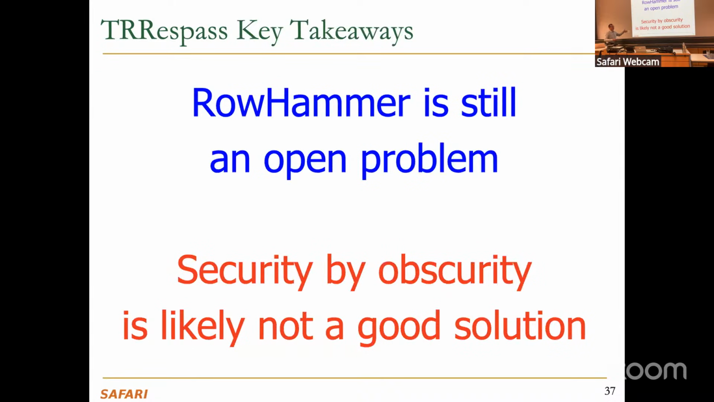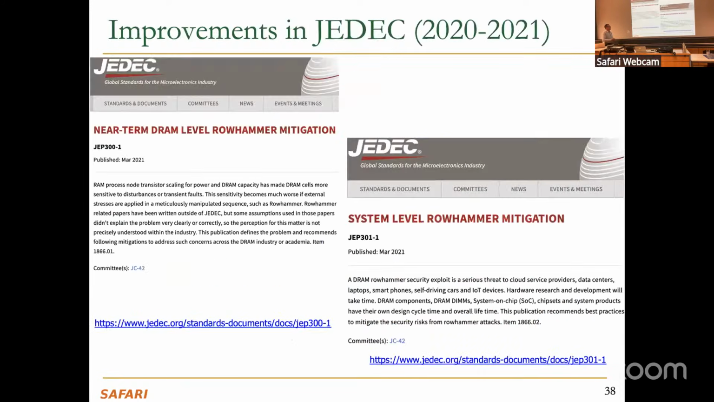And we basically showed that this is still an open problem, and security by obscurity is likely not a good solution. So I still think security by obscurity is not fundamentally a good solution if people can figure out what's going on. And we're going to talk about that when we get to current solutions in industry. Because there are a lot of solutions in academia, but there's also a current solution in industry that we're going to talk about that is happening.